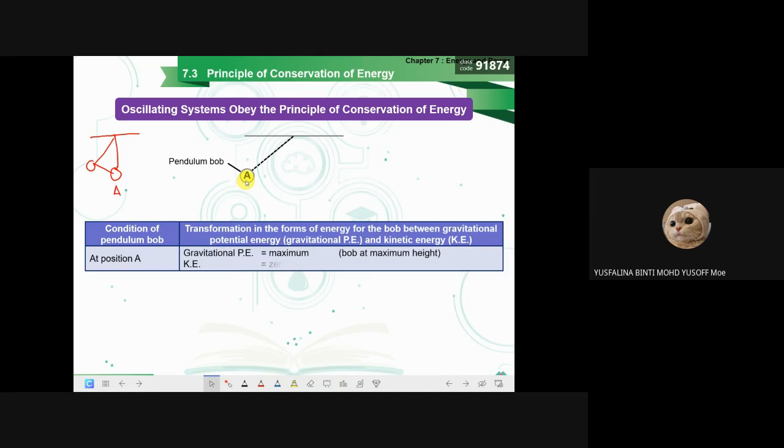Okay. So the gravitational potential energy at A is maximum, because I lift it up, so there is a change of position. So at position A, the GPE is maximum. GPE is gravitational potential energy.